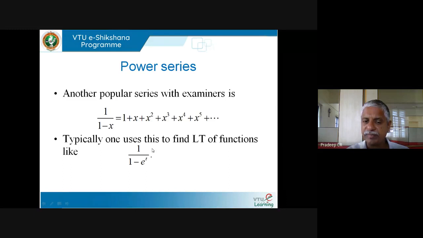So one can use this to find Laplace transform of this kind of function, 1 by 1 minus e power t. You could have many other functions. You can complicate your life a bit more with this power series. Normally, they don't ask too much of this kind of thing in the exam, but it is there in your syllabus, so I have mentioned this.